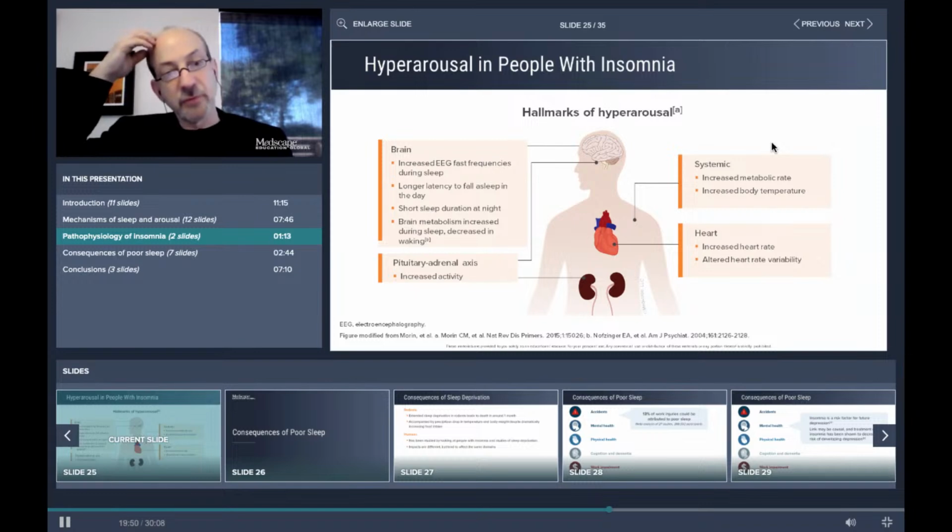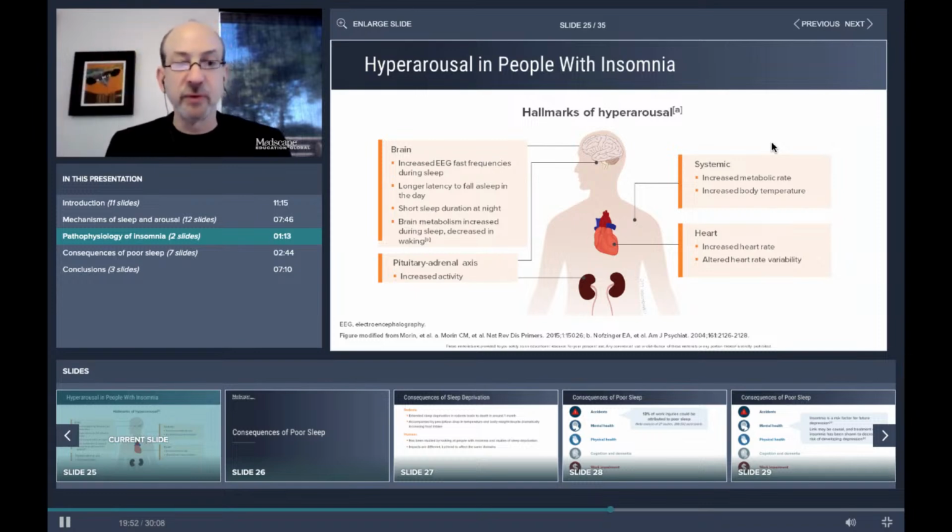People with insomnia have shorter sleep at night. Their brain metabolism is increased during sleep. They have elevated activity of the hypothalamic pituitary adrenal axis. Their heart rate is increased. Their body temperature is increased, and there's altered heart rate variability. And these are the hallmarks of that observation.